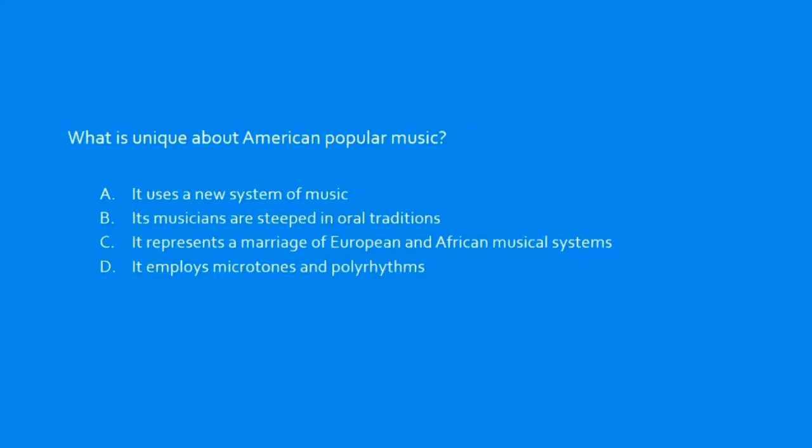What is unique about American popular music? A, it uses a new system of music. B, its musicians are steeped in oral traditions. C, it represents a marriage of European and African musical systems. Or D, it employs microtones and polyrhythms.